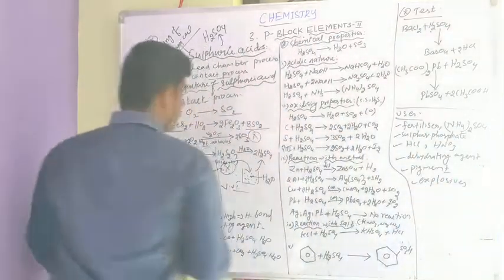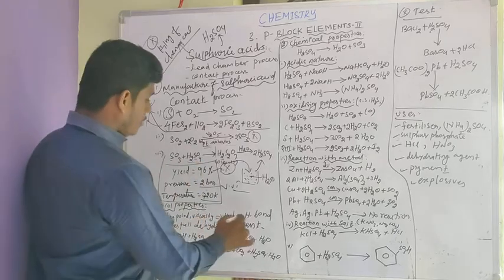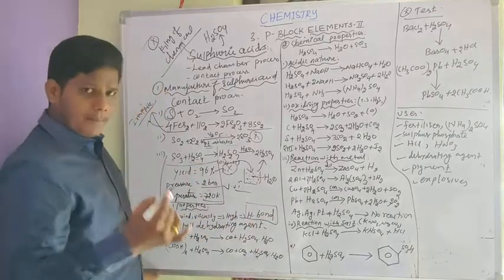You know the hydrogen bond: a less electronegative atom and a more electronegative atom form a hydrogen bond. So it is much stronger due to the hydrogen bonding. This is point number 1.